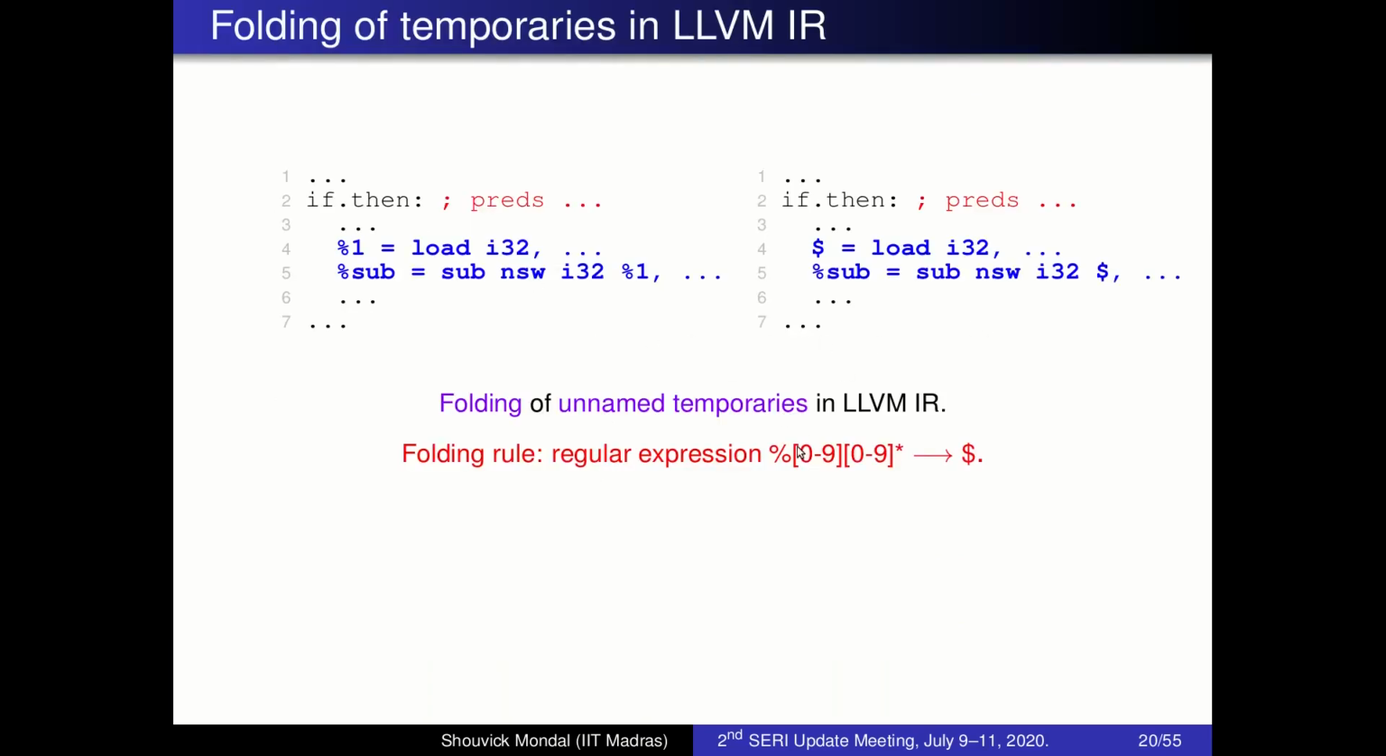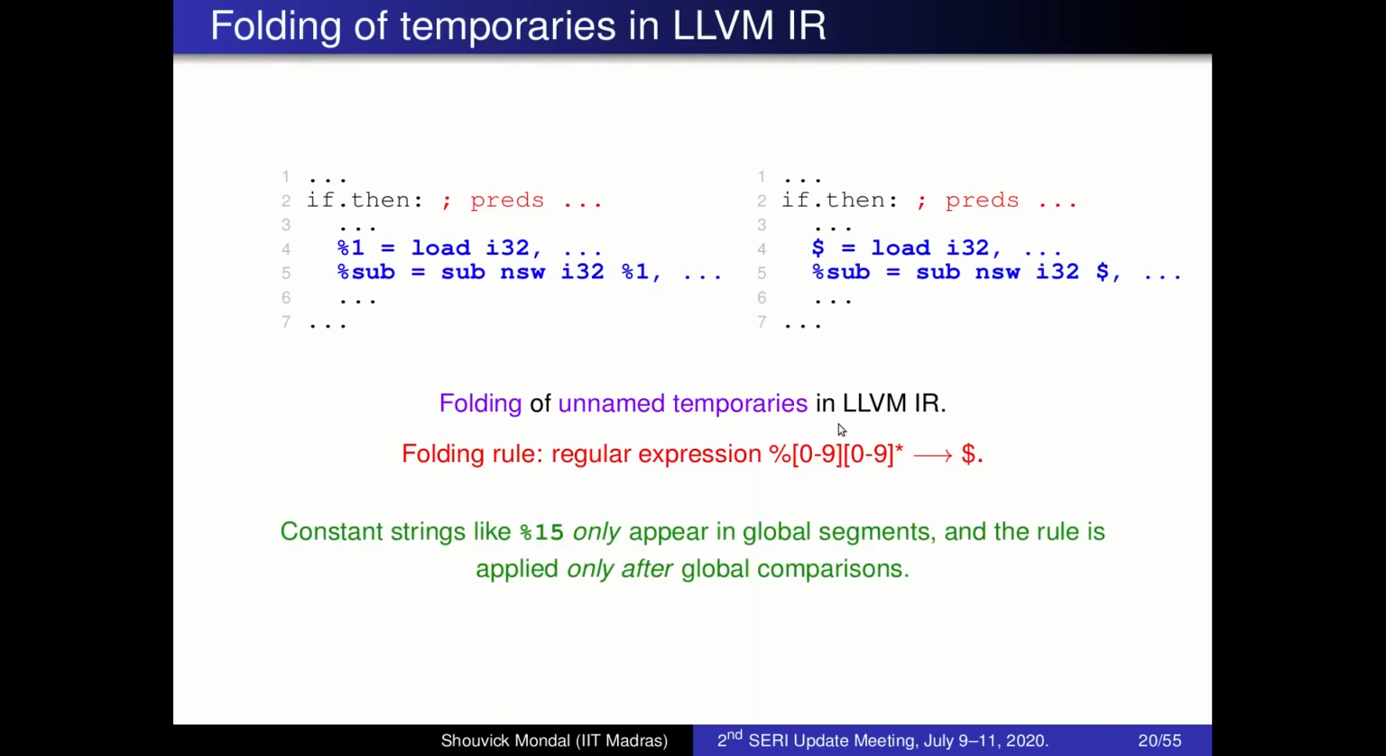So this is the folding rule that we are applying: unnamed, anonymous temporaries, any number, we fold to $. But there are constant strings like %15 which appear only in the global segments. The rule is applied only after the global comparison, so if there is any change in the globals, that will be detected for sure. The folding is applied only after the global comparisons.